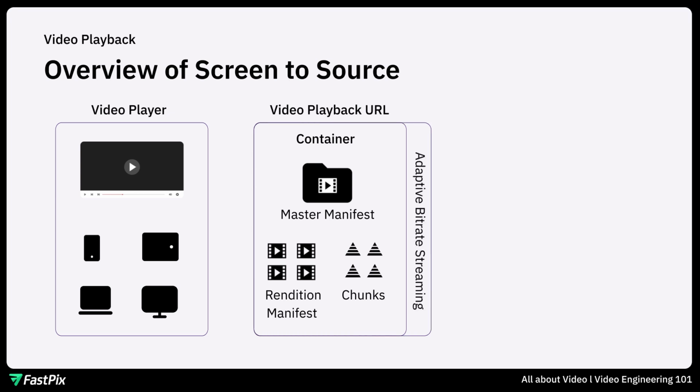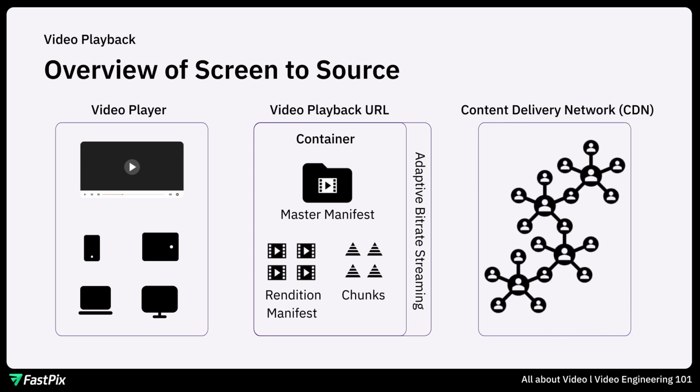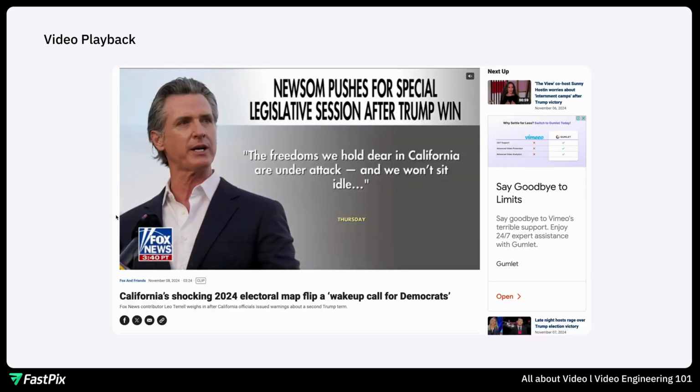To deliver this video efficiently, we rely on a content delivery network, CDN. The CDN acts as a network of servers worldwide, delivering video from the closest server to the viewer. This setup reduces lag and speeds up streaming. Now let's move on from UX and understand what happens when you play a video.